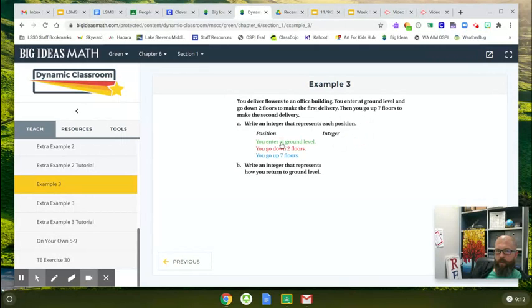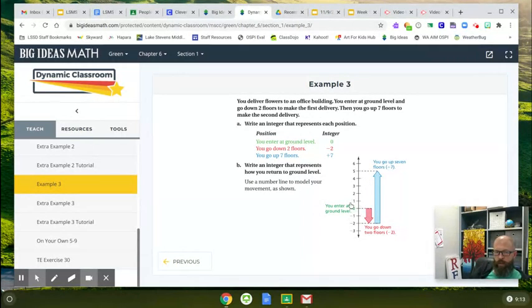Position 1, you enter at ground level. I'm going to say that's going to be 0. You go down 2 floors, that's going to be -2. Then you go up 7 floors, plus 7. So what floor are you at? This is going to get us into adding and subtracting. It's going to be fun. Write an integer that represents how you return to ground level.